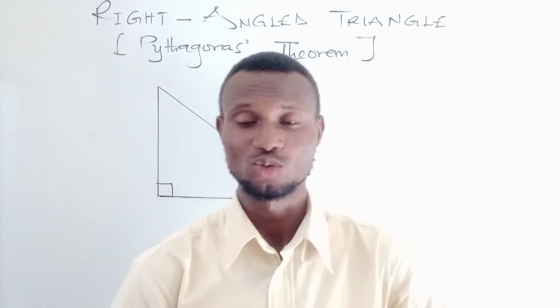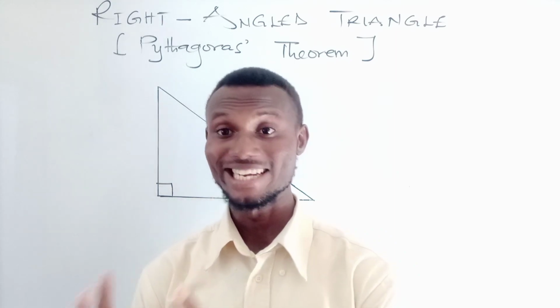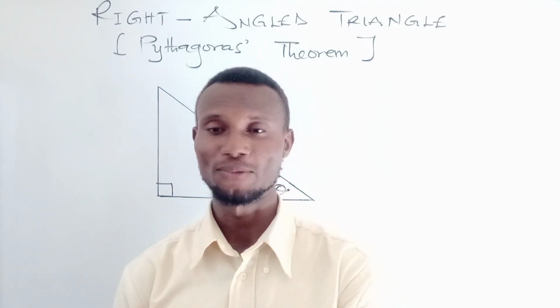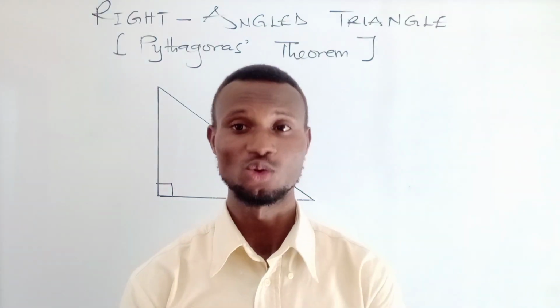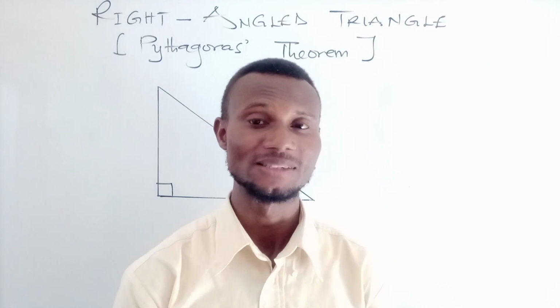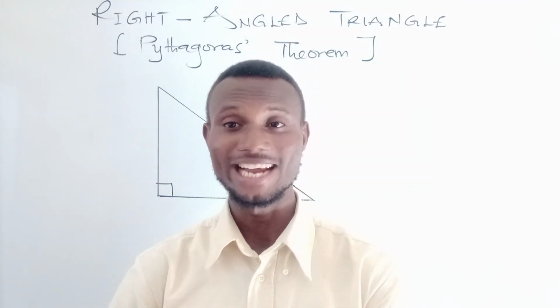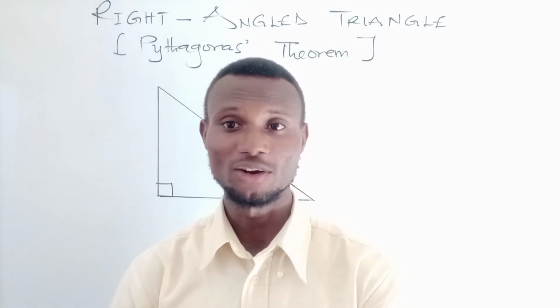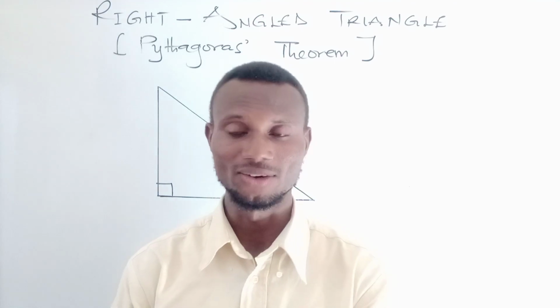I'm going to repeat it one more time. I'm saying that for you to be able to identify a particular triangle as a right-angled triangle, there's one important thing you're supposed to note, and that is there's always an angle of 90 degrees being formed inside the triangle. That is what makes the triangle to be referred to as a right-angled triangle.